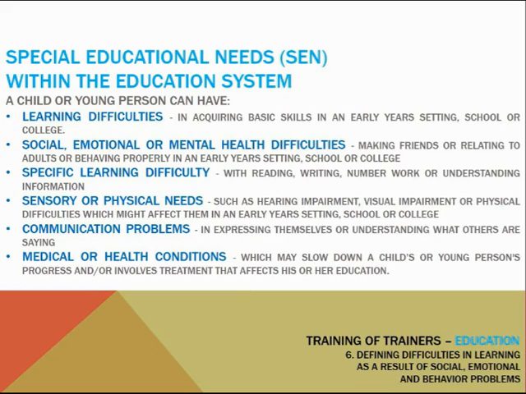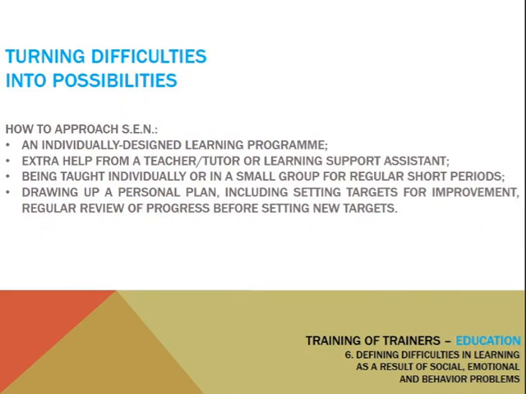So how to turn difficulties into possibilities, or how to approach special educational needs: first of all, an individually designed learning program, and extra help from a teacher or tutor or learning support assistant, by being taught individually or in a small group for regular short periods, and drawing up a personal plan including setting targets for improvement and regular review of progress before setting new targets.